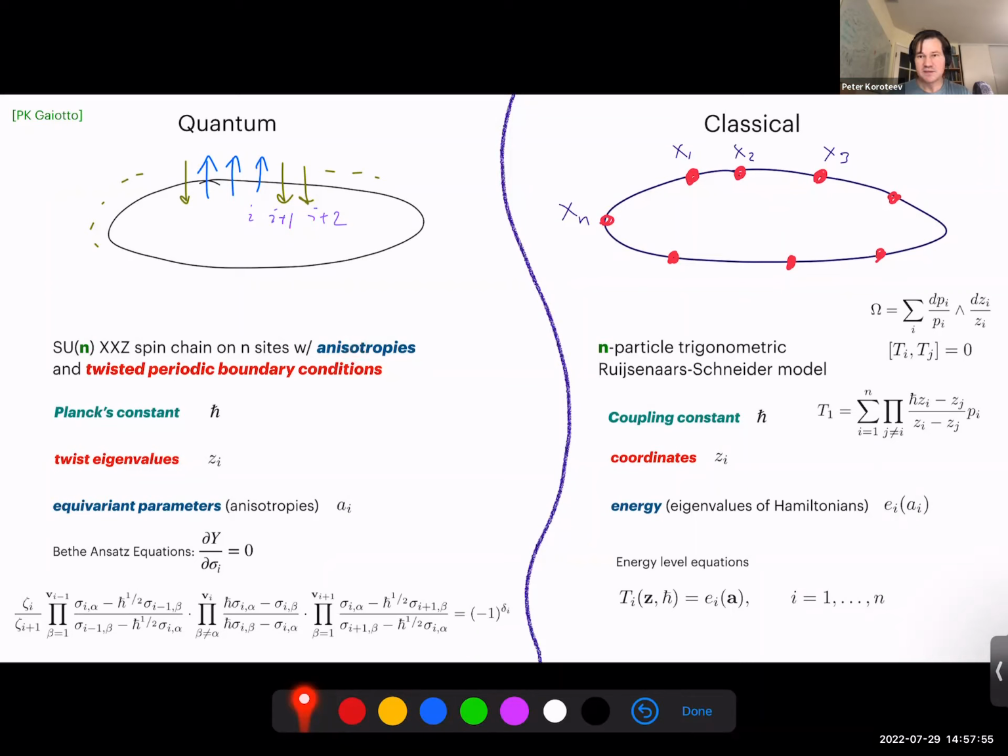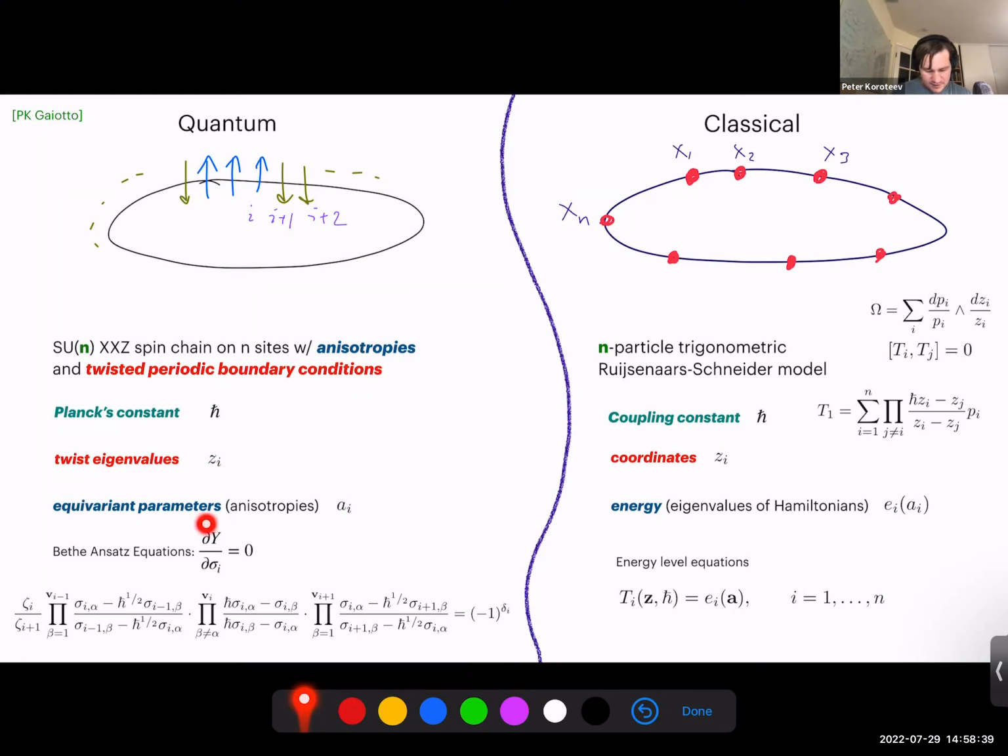And then there are two types of deformations. One is called anisotropies. We have two spins which are near each other, and two other spins can be farther apart from each other. So the strength of interaction differs, and you can quantitatively describe that by introducing those anisotropies. Additionally, you can have a twisted boundary condition. We have an open chain, and you can close it with a twist. There will be a matrix whose dimension is the dimension of the representation, and it has some eigenvalues, let's call them z_i. And then there's a Planck's constant, h bar.